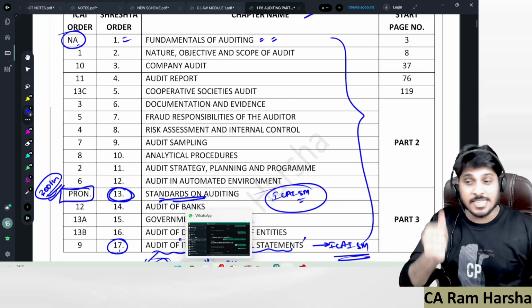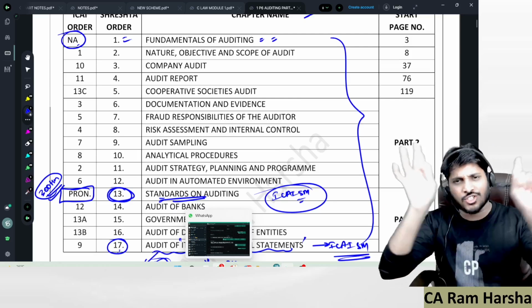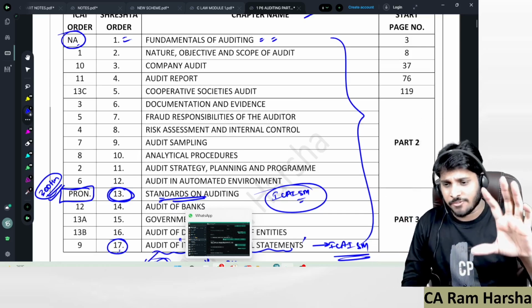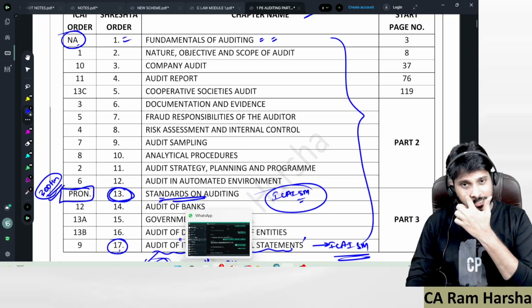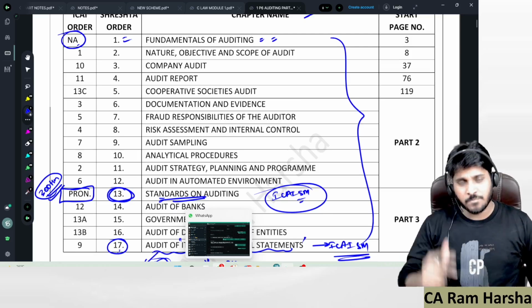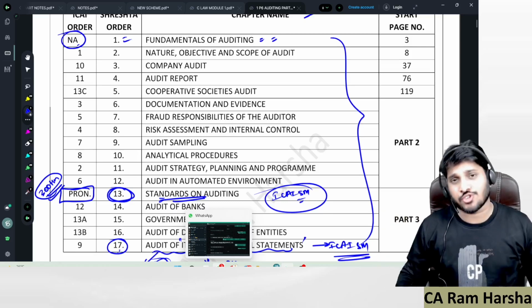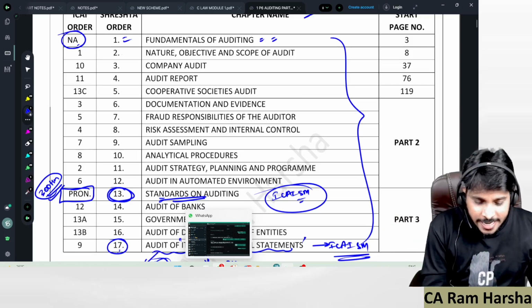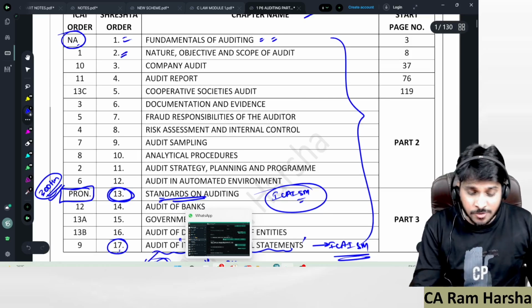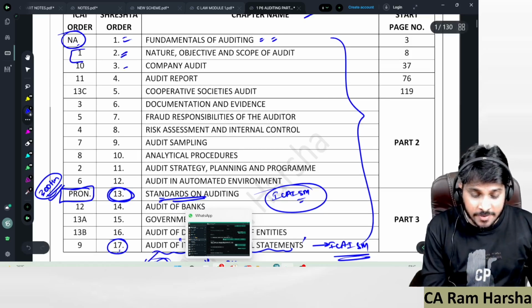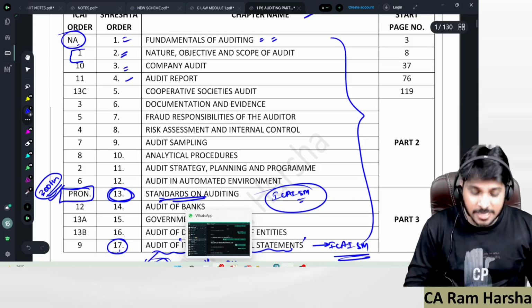You are going to witness that gradually from the first chapter itself, which is fundamentals of auditing. From that chapter itself, you're going to witness. So that's about the entire approach. So second chapter, we are discussing nature and objective. So that is the first chapter in the ICAI material. Then immediately we are discussing company audit. Then we will be discussing audit report.